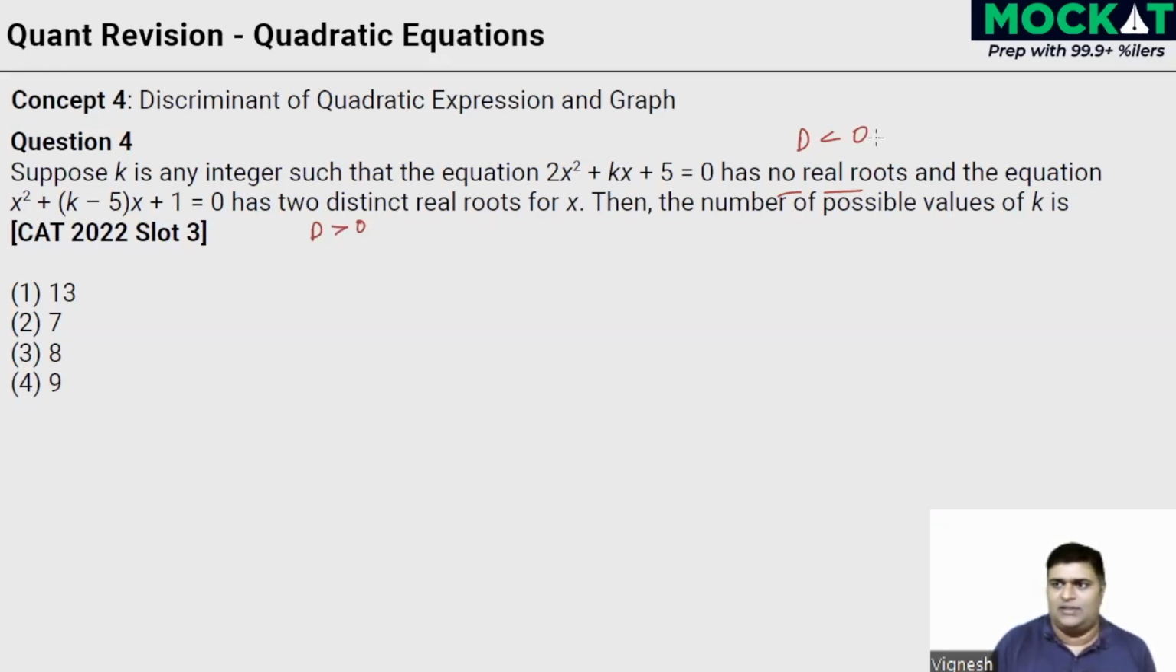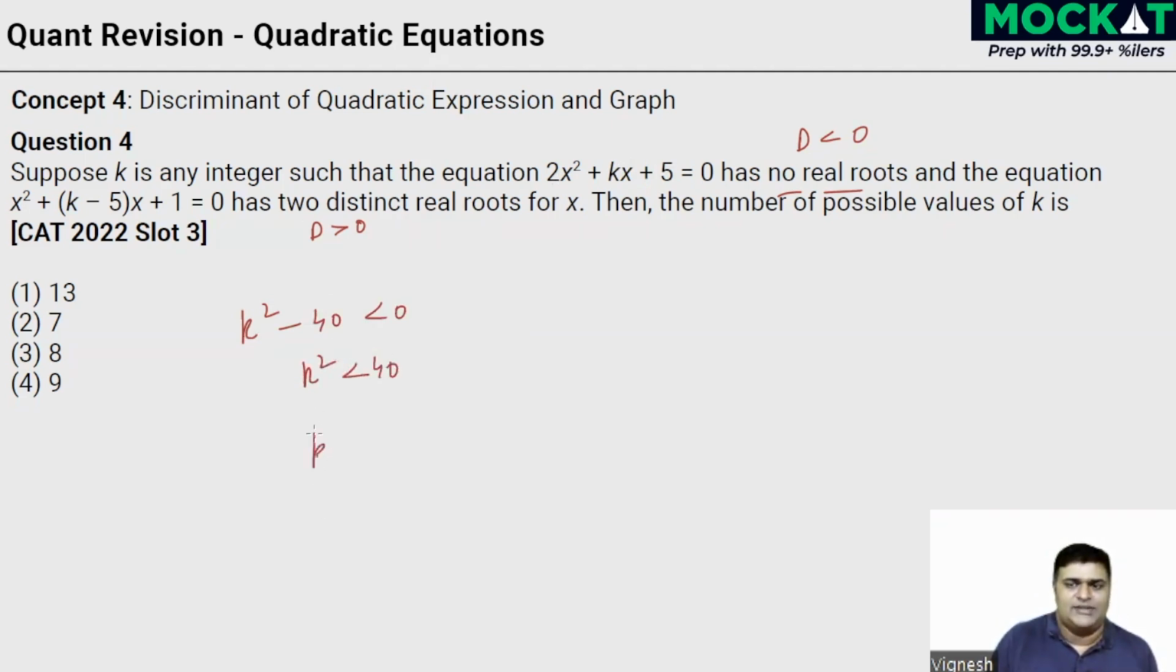So all that they wanted to do is, you see real roots and all of that, discriminant you have to think of. So first one, discriminant is going to be what? k square, b square minus 4 into 2 into 5. 4 2s are 8, 8 5s are 40. So k square minus 40 is going to be less than 0. k square is going to be less than 40.